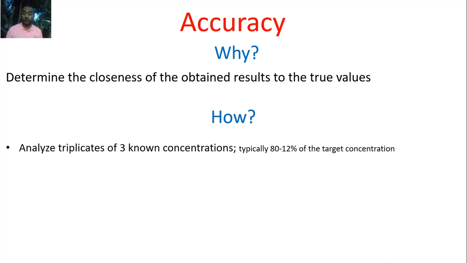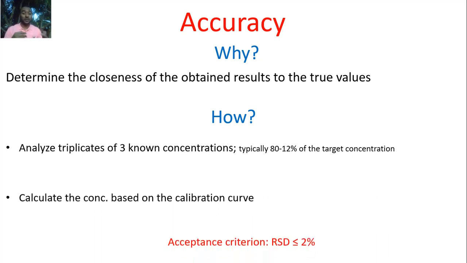Then we determine the concentration based on the linear equation that we got just now. Now we have two concentrations: the calculated concentration that we got from the linear equation and the calibration curve, and the known concentration, because we know it already. We compare both concentrations to each other and calculate the standard deviation, which should be, according to the guidelines, not more than 2%.